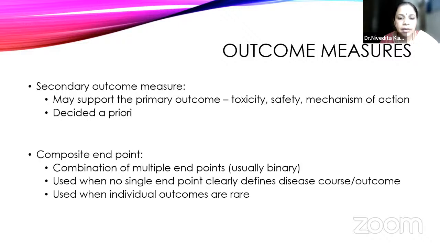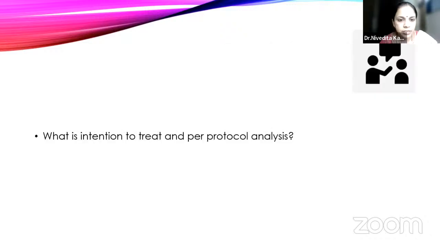Composite endpoint is used when a single endpoint doesn't clearly define the outcome, or it is a rare single endpoint. For example, mortality. So suppose we are doing a study on, say, a new intervention in AKI. Mortality may not be very common, or you may need very large numbers to achieve that primary outcome, or a significant difference in the primary outcome. So you could use combinations. And so not just mortality is important, but probably the number of days of dialysis is important, or the number of days of hospitalization is important. So all these could be combined to have a composite endpoint.